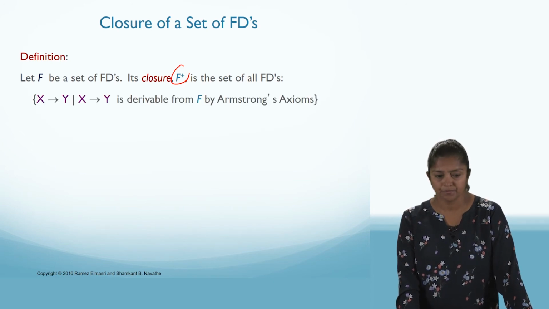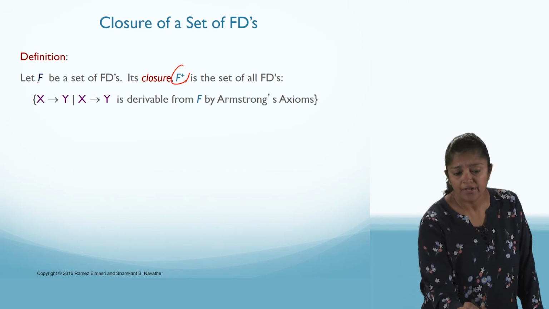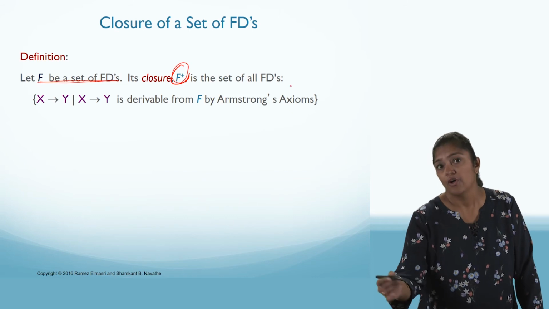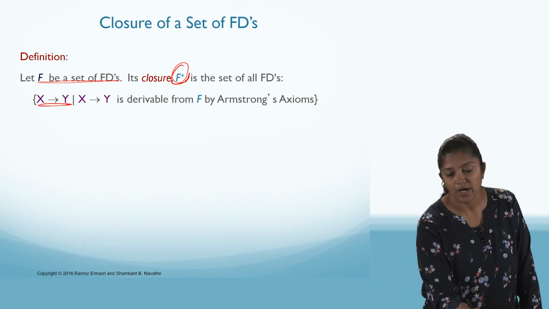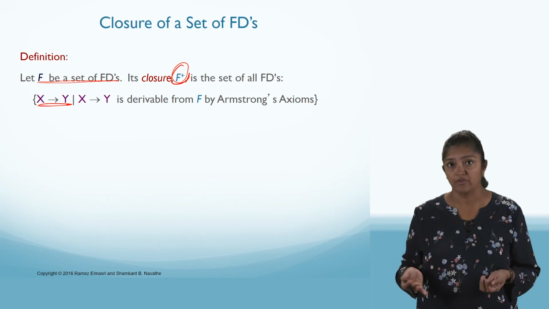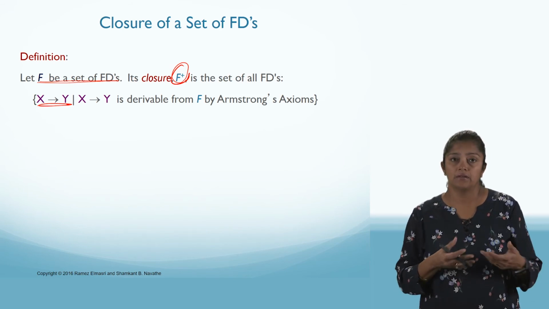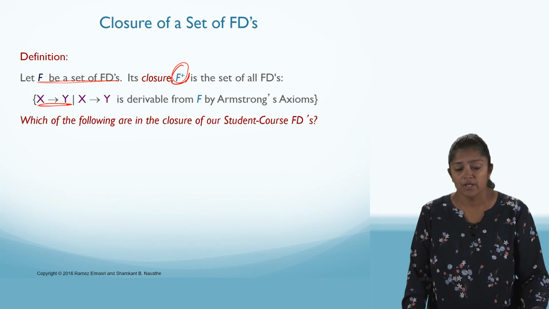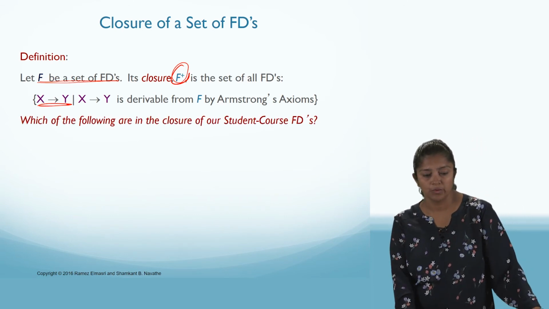So the formal definition is that if F is a set of FDs, its closure F plus is basically a set of all FDs x determines y, such that it is derivable from the given F and using all of Armstrong's axioms. So that's what F plus would be.